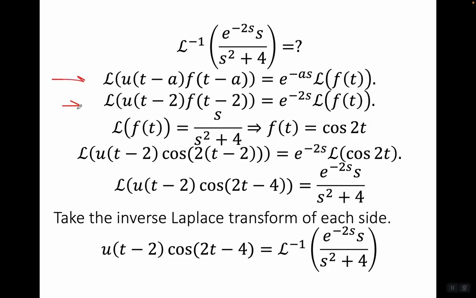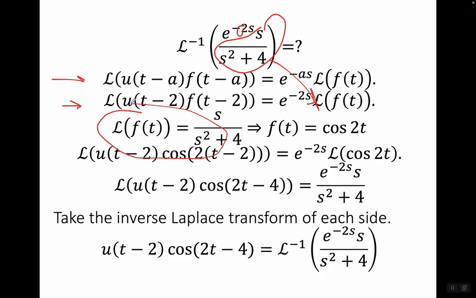We're going to plug in a equals 2, because we can see that a equals 2 in this formula. We end up with e^(-2s) times the Laplace transform of f(t). So that stuff has got to be the Laplace transform of f(t). Now we need to solve: the Laplace transform of f(t) equals s/(s²+4). Oh, we actually have a formula for that. That means f(t) equals cosine 2t.